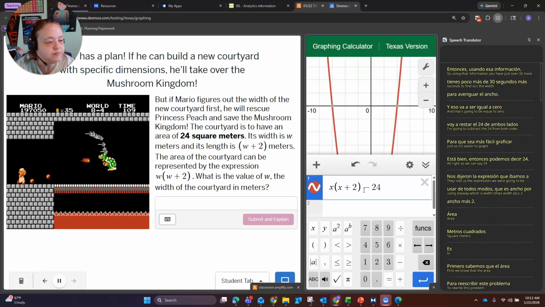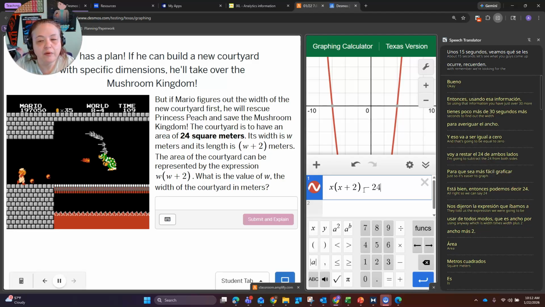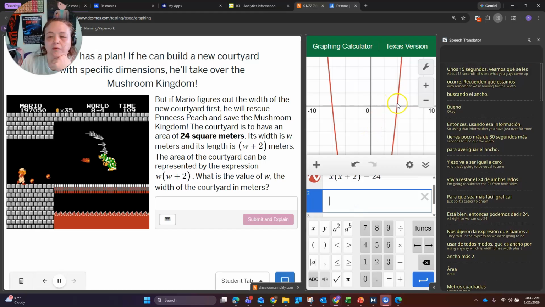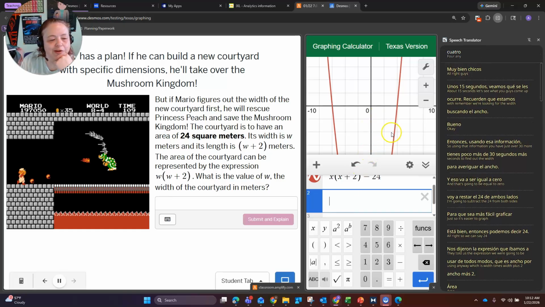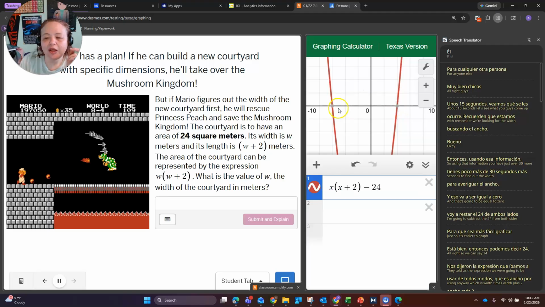About 15 seconds. Let's see what you guys come up with. Remember, we're looking for the width. All right, guys, 4. Anyone else? It is 4. Now, is 4 the only solution to this equation?